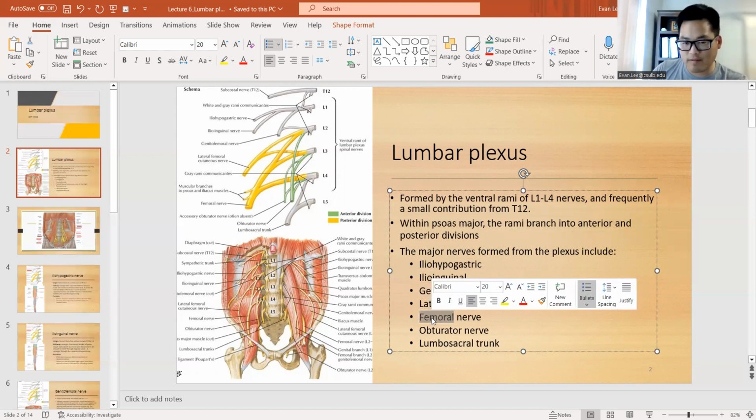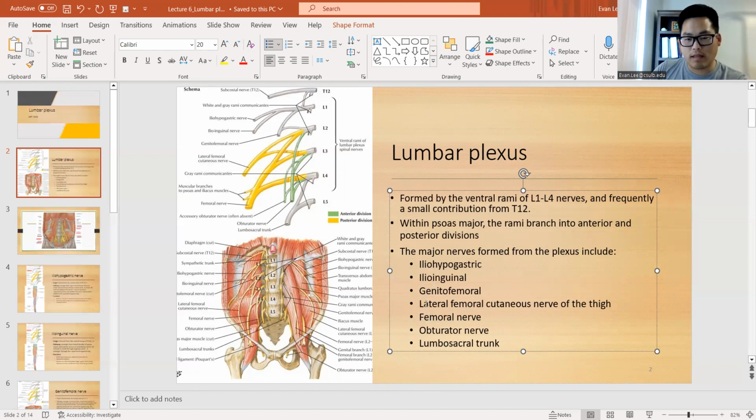That includes the femoral nerve itself, which is going to a lot of your quadriceps muscles. And then the lateral femoral cutaneous nerve, lateral femoral. That's actually coming out from the side of the femur. And cutaneous means the skin. So this will be a relatively superficial nerve, and it's going to be on the lateral femoral side.